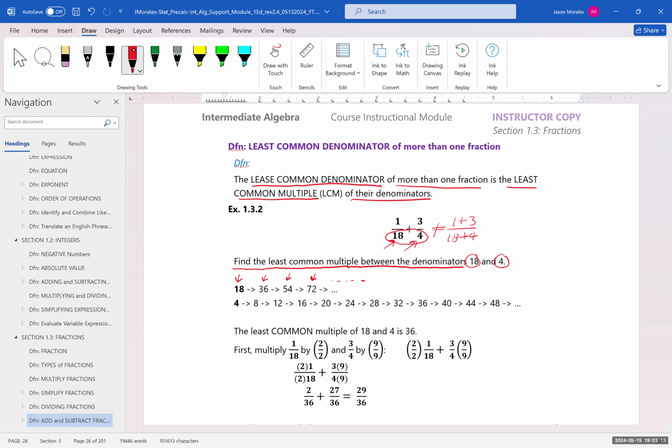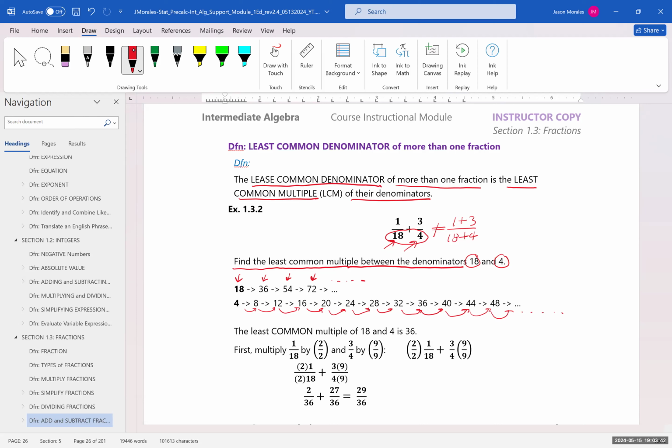Now, if we look at multiples of 4, 4 plus 4 is 8, plus 4 is 12, plus 4 is 16, plus 4 is 20, plus 4 is 24, plus 4 is 28, plus 4 is 32, plus 4 is 36, plus 4 is 40, plus 4 is 44, then 48, and you could just keep going forever. Okay, so these are all multiples of 4.